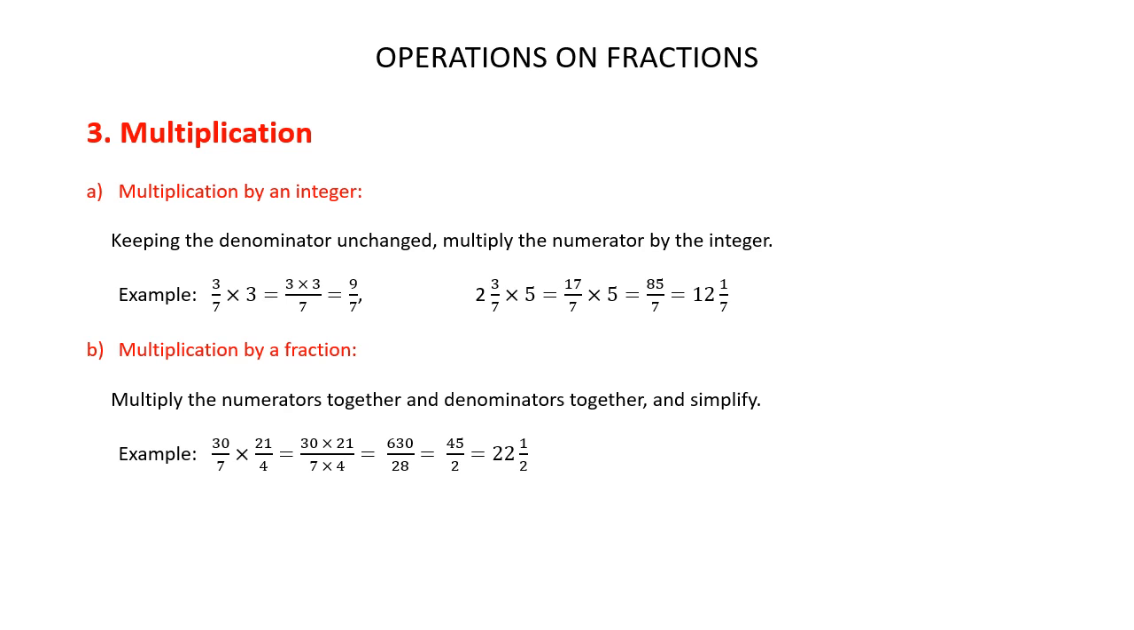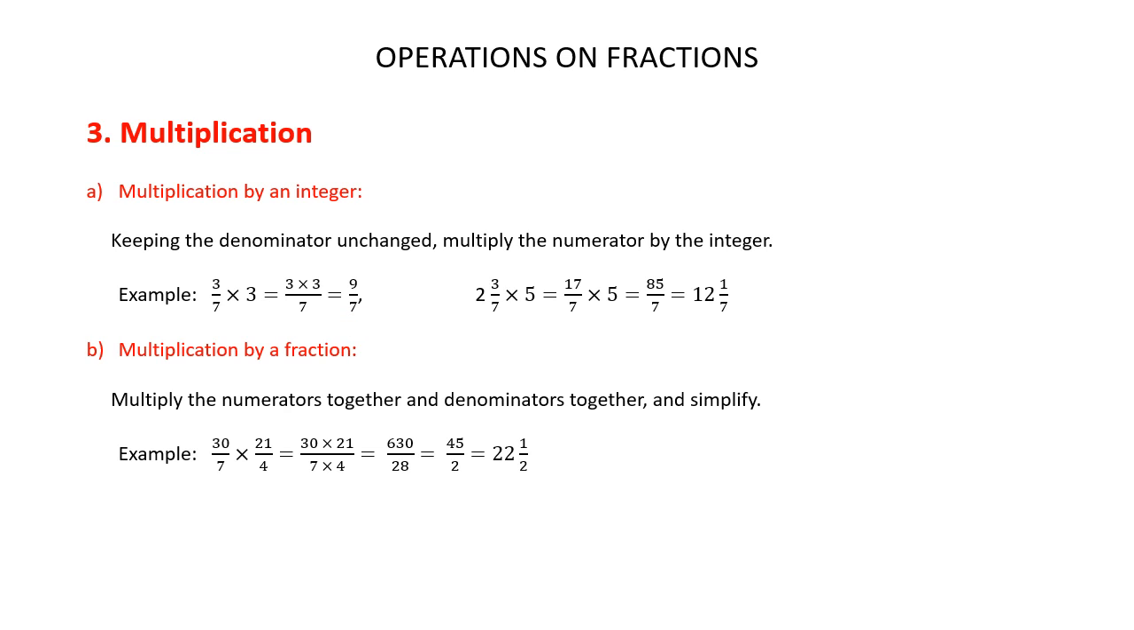Let's understand this with examples. Multiply the fraction 3 by 7 with the integer 3. So you have to keep the denominator as it is in the answer. So 7 will be the denominator of the answer also. You have to multiply the numerator of the fraction with the integer. So 3 multiplied by 3 is 9 and 9 is the numerator of the answer. So finally you get the answer as 9 by 7. When you multiply 3 by 7 with 3, the answer is 9 by 7.